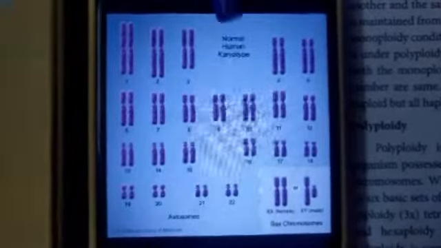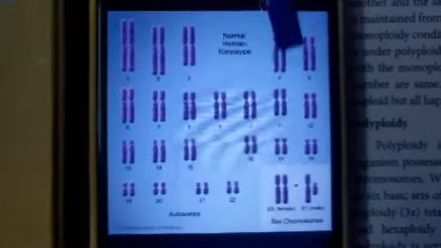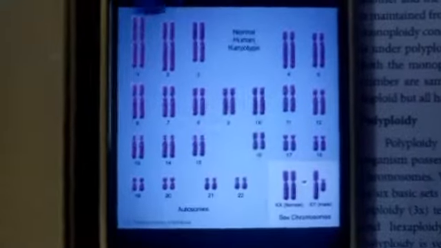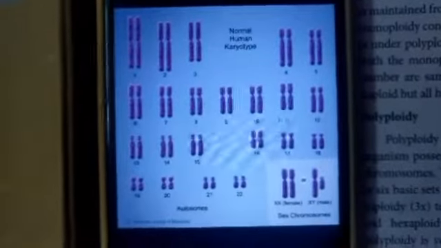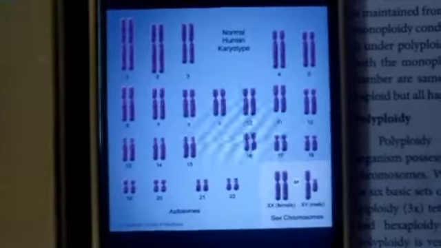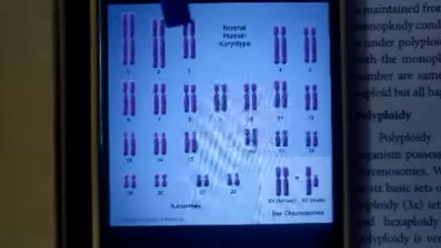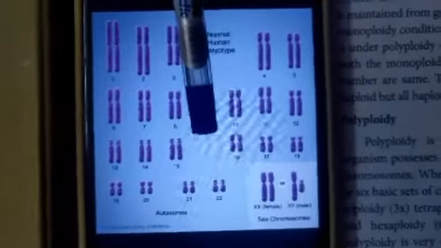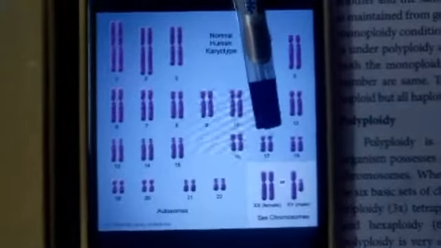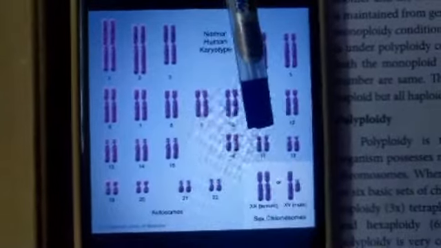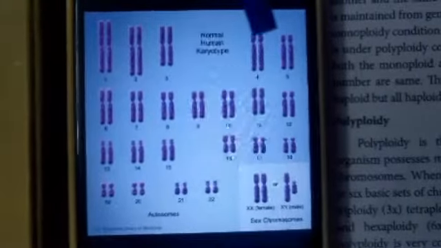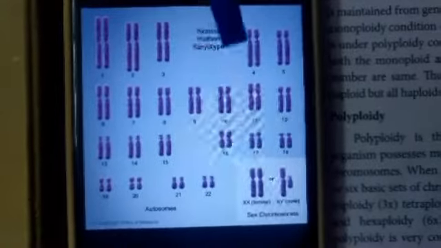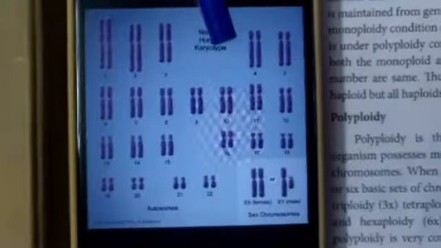Each individual organism possesses a diploid set of chromosomes. In human beings, there are 23 pairs of chromosomes present. Among these 23 pairs, 22 pairs are somatic chromosomes and one pair is the sex chromosomes. So each individual possesses a diploid, or fixed, number of chromosomes.